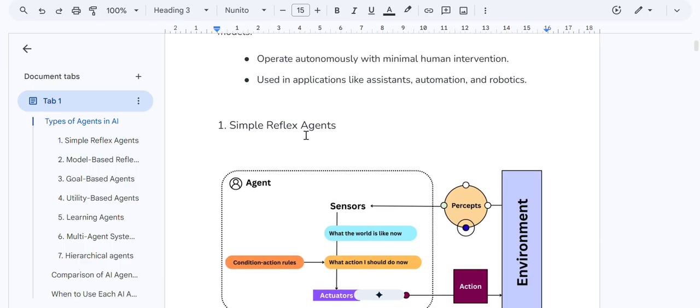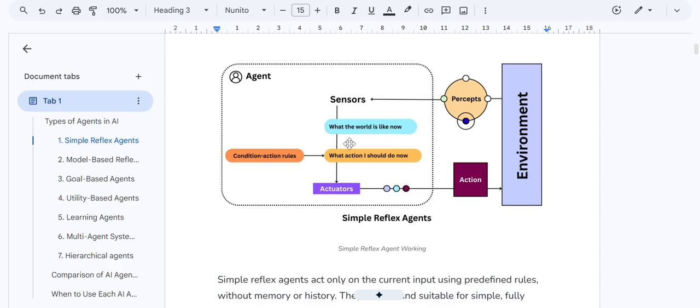The first agent is the simple reflex agent. It uses condition-action rules only. Sensors tell what the world is like now, and what action I should do now, and the actuators use percepts and actions on the environment to give the output. It's a simple reflex agent, not a high-level agent, like when you give the chatbot something like hi or hello.